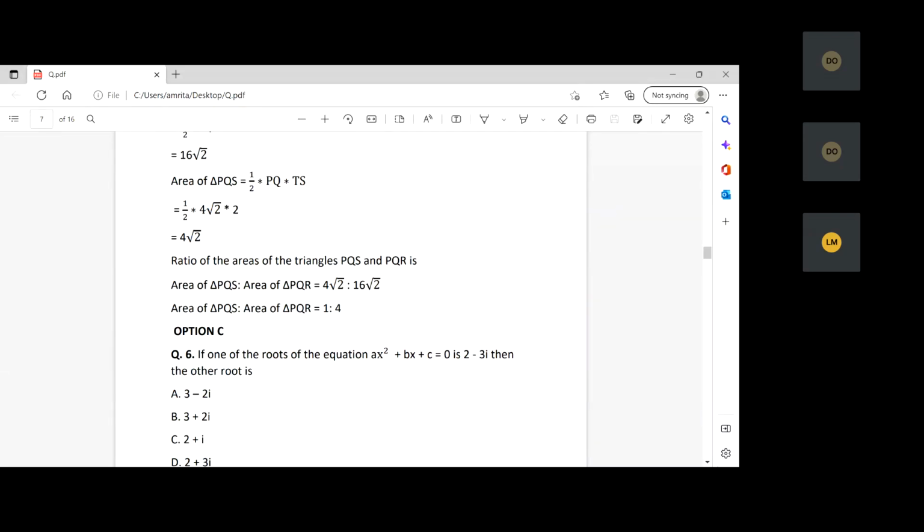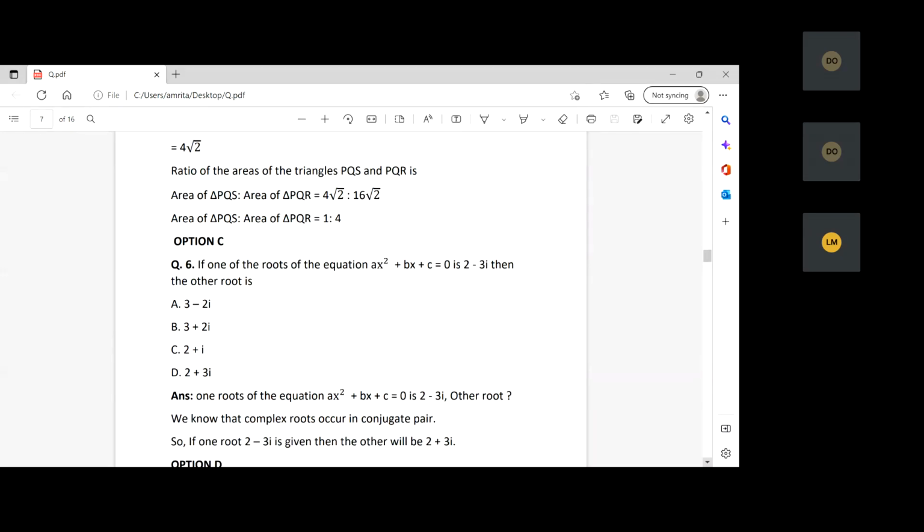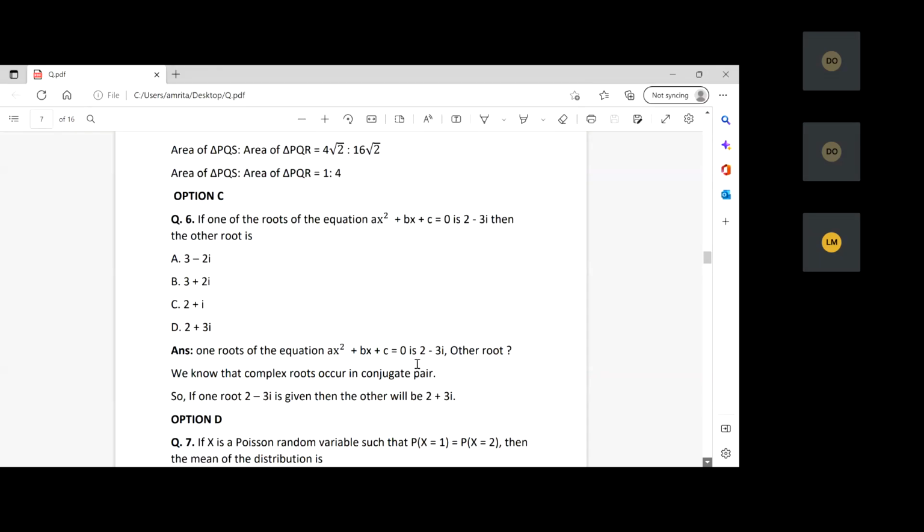So most of the questions in this format give us the first root, and it will be in the form of a conjugate pair. If the first root given to you is 2 minus 3i, or 2 plus 3i, then the second root will obviously be 2 plus 3i or 2 minus 3i. It will always be a pair of values.